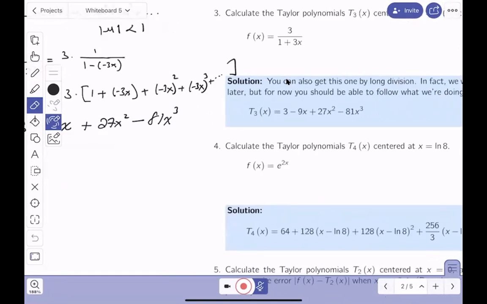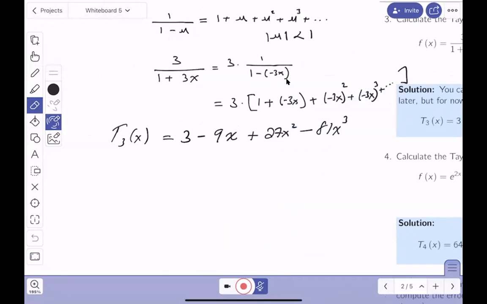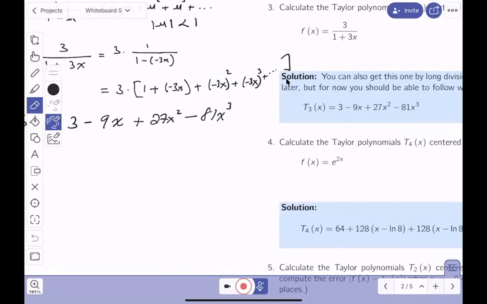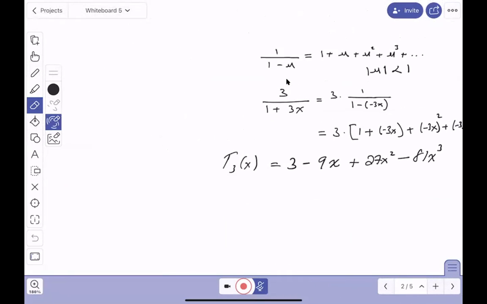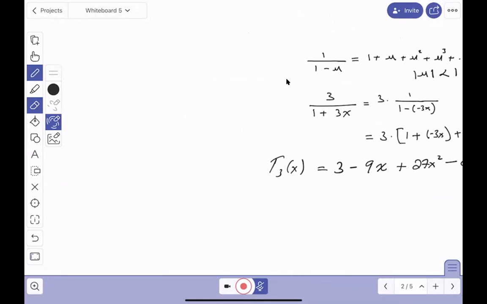All right, let's look at the key. And do they have that? 3 minus 9x plus 27x squared. Yeah, got that. Now, another way to do this one over here, and I'm going to point this out to you, it's not a bad way of doing it, is by long division. And let me show you that.